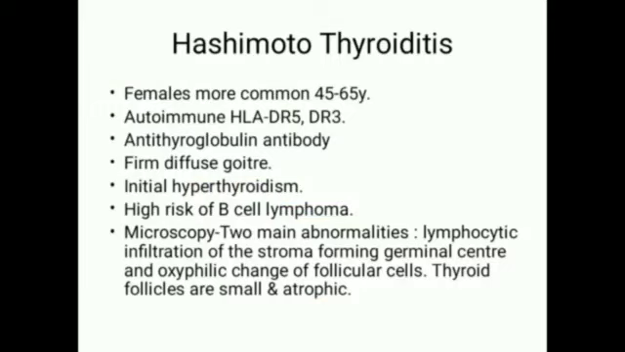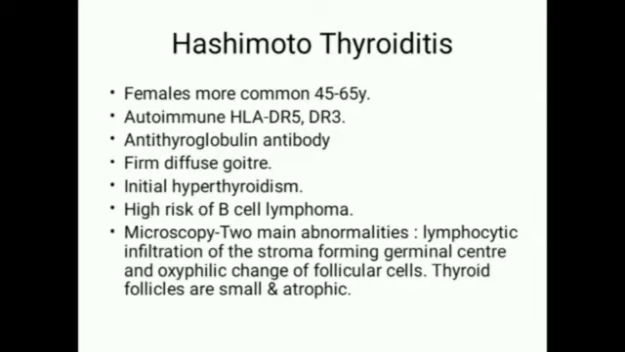It is more common in females, around 45 to 65 years of age. They have autoimmune disorders along with that, and anti-thyroglobulin antibody will be present. Okay, it will be a diffuse form of goiter, and initially they have hyperthyroidism, then they will become euthyroid, and then further, if they have not been treated, it will become hypothyroidism. Okay, and it has a high risk of B cell lymphoma, so precaution has to be taken for a Hashimoto's thyroiditis patient.